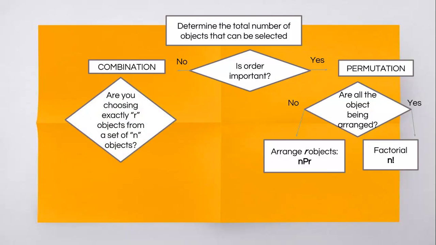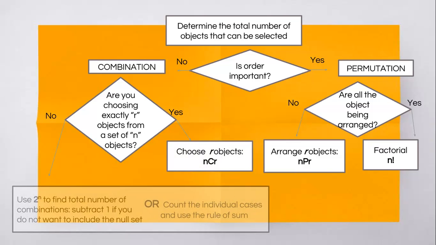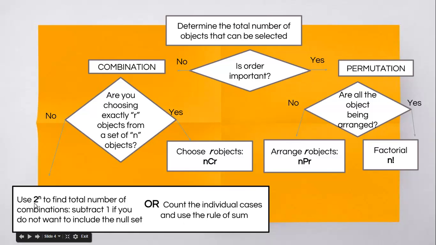So we just ask the question, are you choosing exactly r objects from n? So are you choosing exactly 5 cards from a set of 52? If you are, then it's a combination, n choose r. If you're not, then you might be doing that books question again, using 2 to the n to find the total number of combinations, and subtracting 1 if you don't want to include the case where you have no books. Or you might just have to count the individual cases and use the rule of sum. So you might have a bunch of combination questions, a bunch of nCr, and then you've got to add them all up. And that's usually what happens where you have a rule of sum situation.